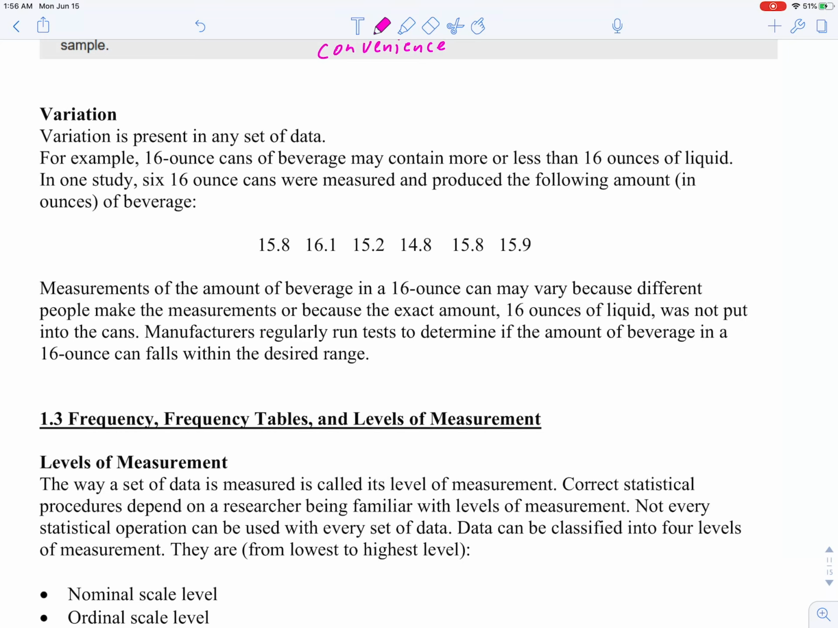So here's an example. In one study, 16-ounce cans were measured and produced the following amount in ounces of beverage. So you can see they're all close, well, pretty close, to 16 ounces. Some of them are a little further off than others, but they're not all exactly 16 ounces. So there's some variation.